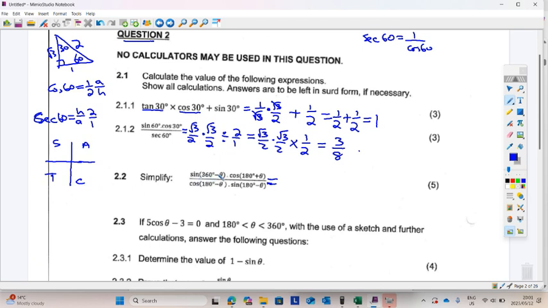Sin of 360 minus theta, which quadrant is it? It is in this quadrant, and sin is negative in that quadrant. So this one gives us negative sin theta when you have reduced it, multiplied by cos of 180 plus theta, that is quadrant number 3, and cos is negative there. So we have negative cos theta. This is all over cos of 180 minus theta. This is the second quadrant, and cos is negative.